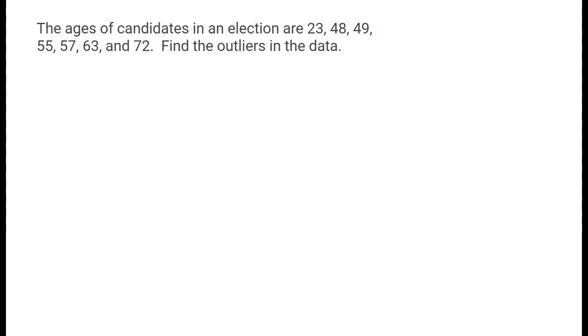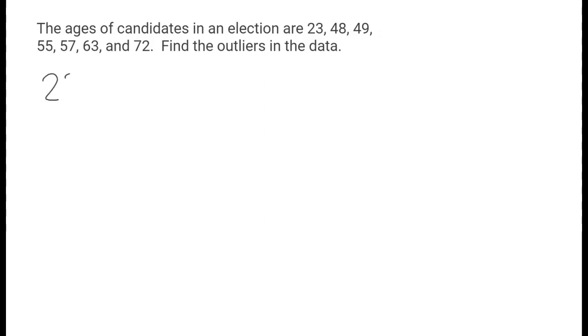The ages of candidates in an election are 23, 48, 49, 55, 57, 63, and 72. And we want to see if there are any outliers. Outliers are going to be numbers that are vastly bigger than most of the data or vastly smaller than most of the data. In order to find the outliers, we first have to find the quartiles and the interquartile range.